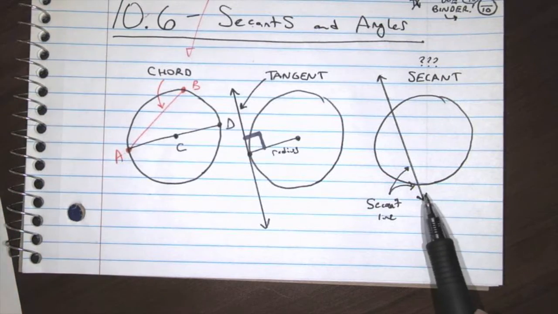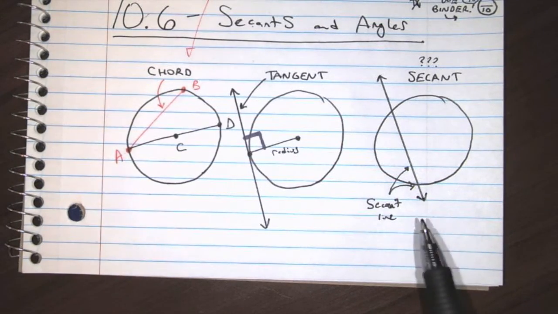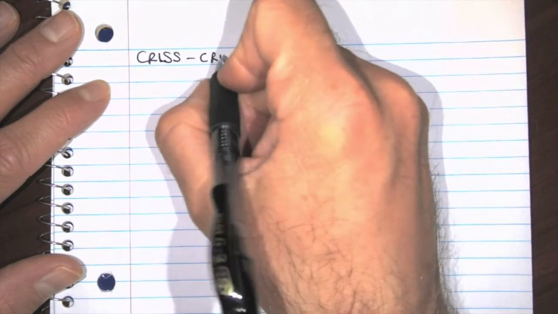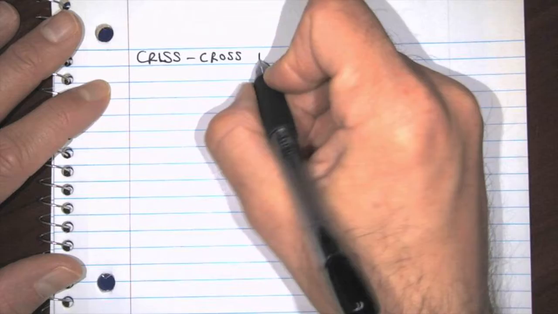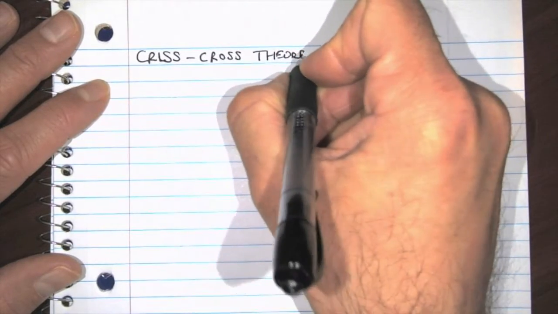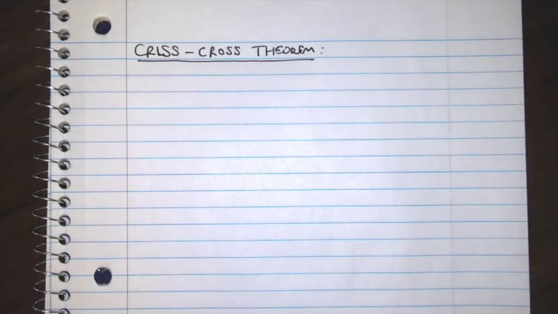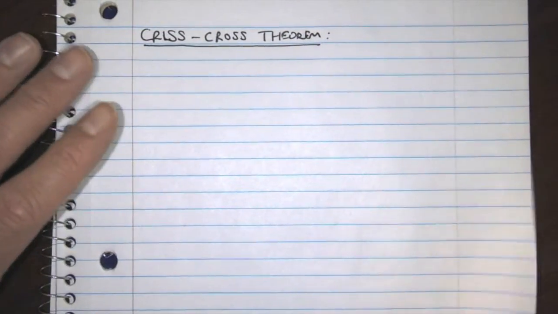But with this lesson, there's a couple theorems that I got to throw your way. So let's just jump into it. Flip the page. New piece of paper going. All right. Here's the first theorem that goes with secants. Now I've named it. I call this the crisscross theorem, for obvious reasons, because we're going to have some crisscrossing going on here.